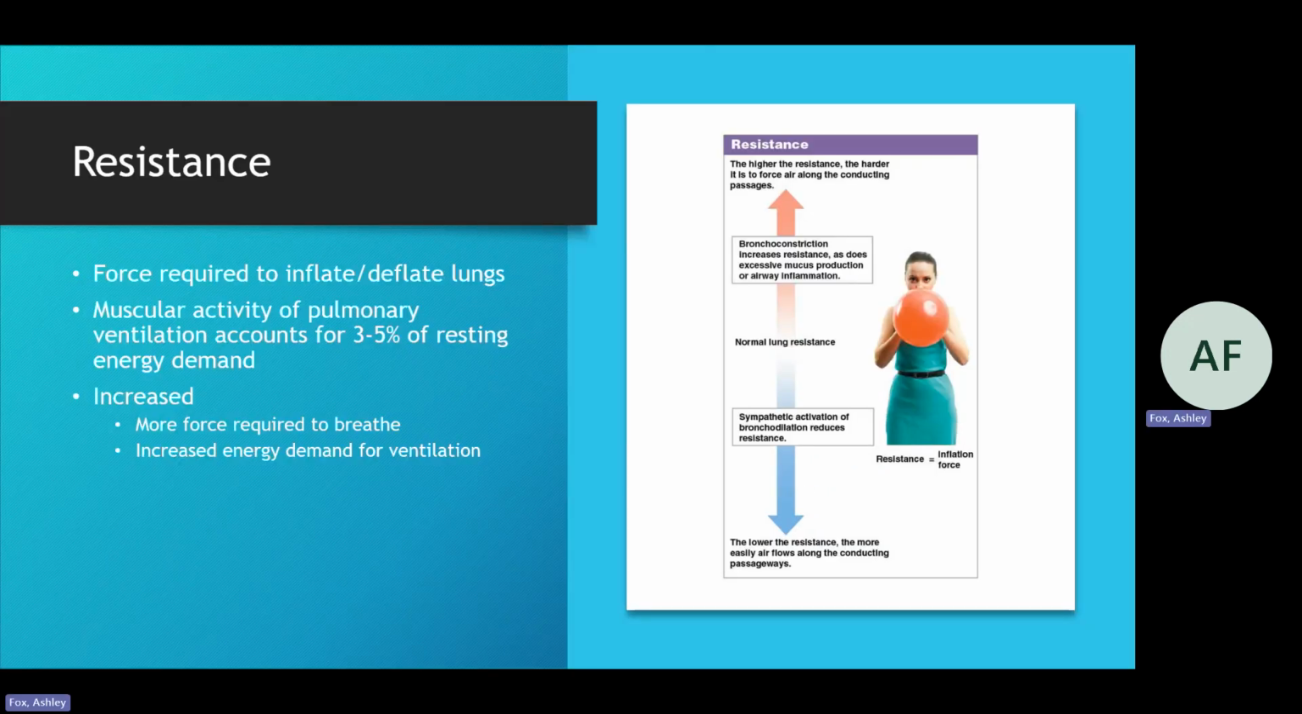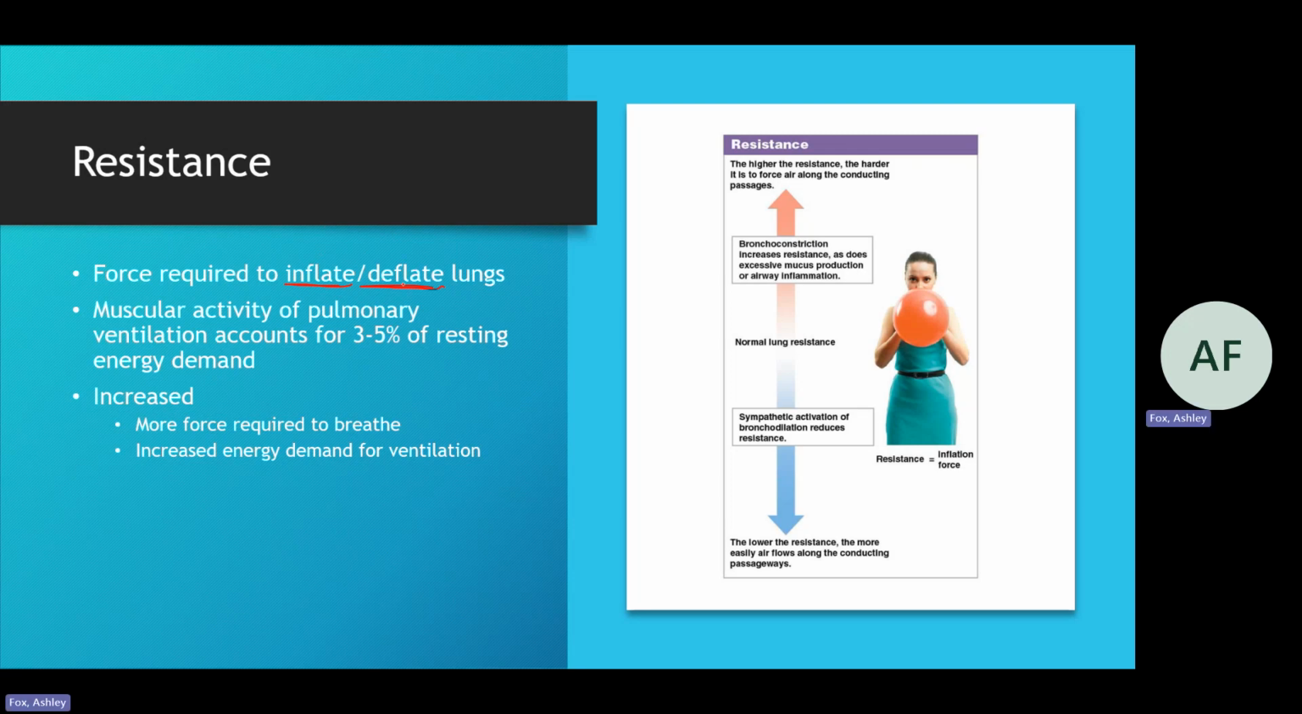So looking at some conditions that we have with the respiratory system. We look at resistance. There is kind of resistance based on breathing that can change the energy component of breathing. So resistance is how much force does it take to inhale or inflate, fill the lungs with air, or deflate the lungs. So how much force does it take to breathe in or breathe out?